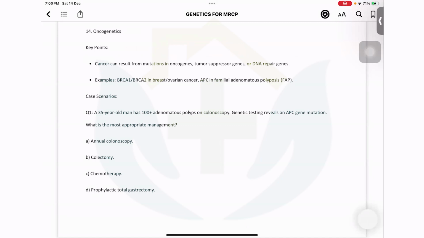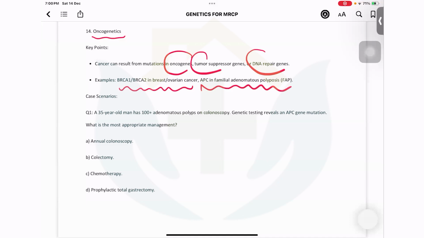So oncogenetics. What is oncogenetics? We just read about it. Cancer and its genes: oncogenes, tumor suppressor genes, or DNA repair genes. So BRCA1-2 in breast and ovarian cancer, APC in familial adenomatous polyposis. Let us do some questions. A 35-year-old young man has more than 100 adenomatous polyps on colonoscopy. Genetic testing reveals mutation in the APC gene. What is the most appropriate management?